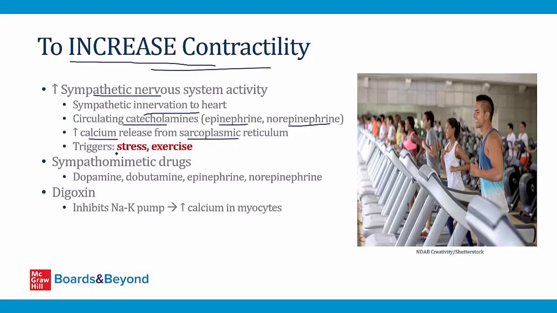And so anytime we're under any kind of stress, whether that's physiologic or pathologic or we're exercising, all these things are going to activate the sympathetic nervous system and raise contractility. We also have drugs that mimic the sympathetic nervous system. These are called sympathomimetic drugs. Drugs like dopamine, dobutamine, epinephrine, norepinephrine.